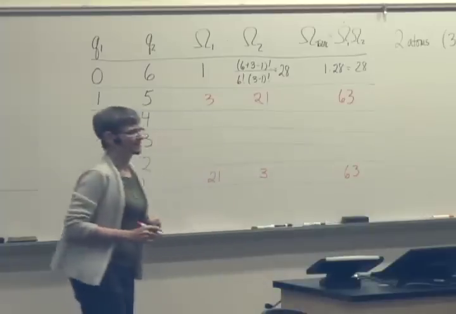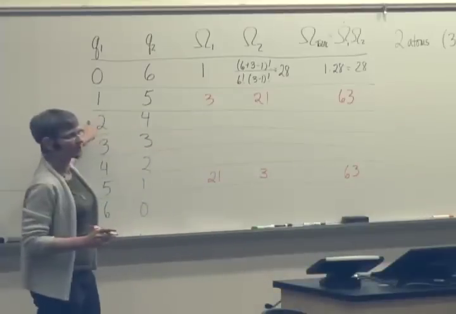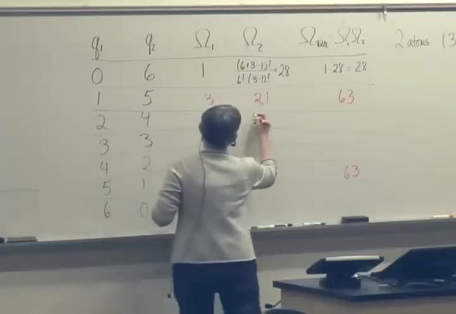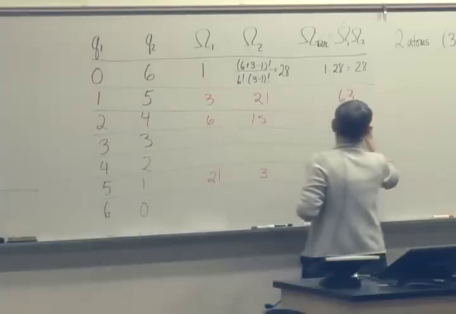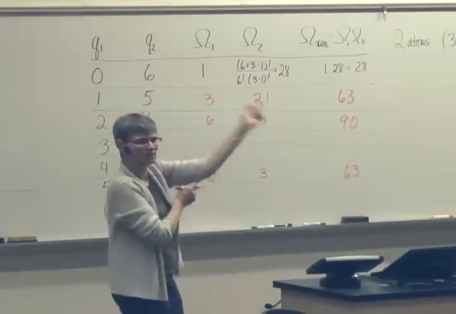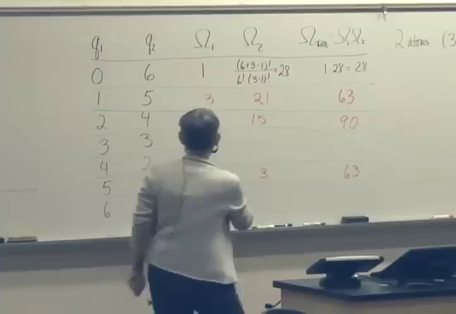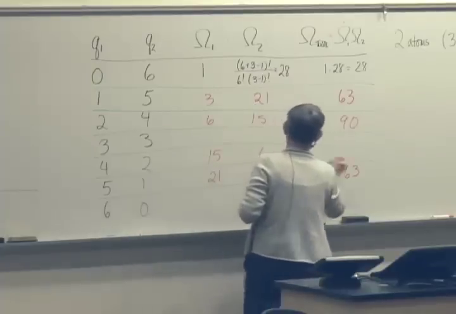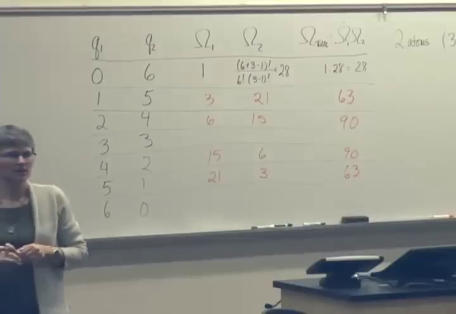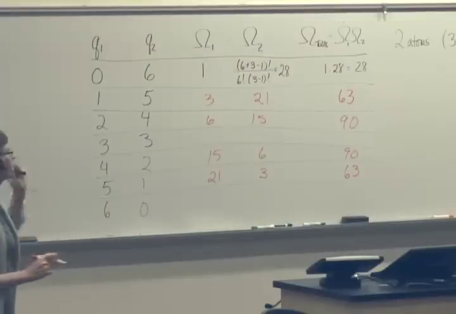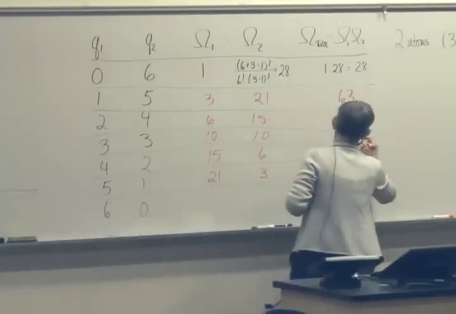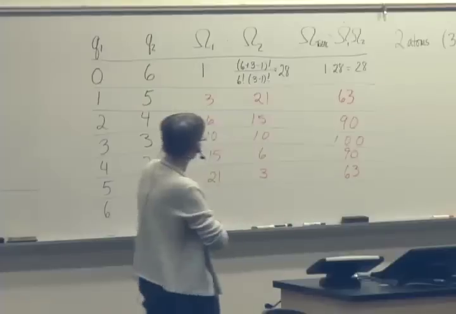All right. So what about 2 and 4? Who got 2 and 4? What did you get? Okay. And who got 4 and 2? Oh, okay. And 3 and 3? Who got 3 and 3? 10 and 10. So that looks like 100. And what was 6 and 0?